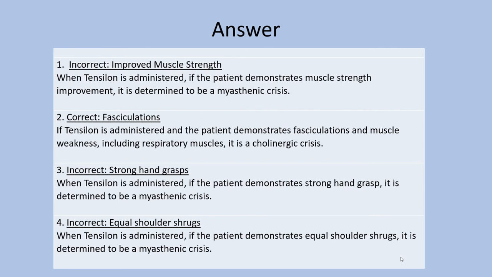It's 2, fasciculations. So if Tensilon is administered and the patient demonstrates fasciculations and muscle weakness, including respiratory muscles, it is a cholinergic crisis.